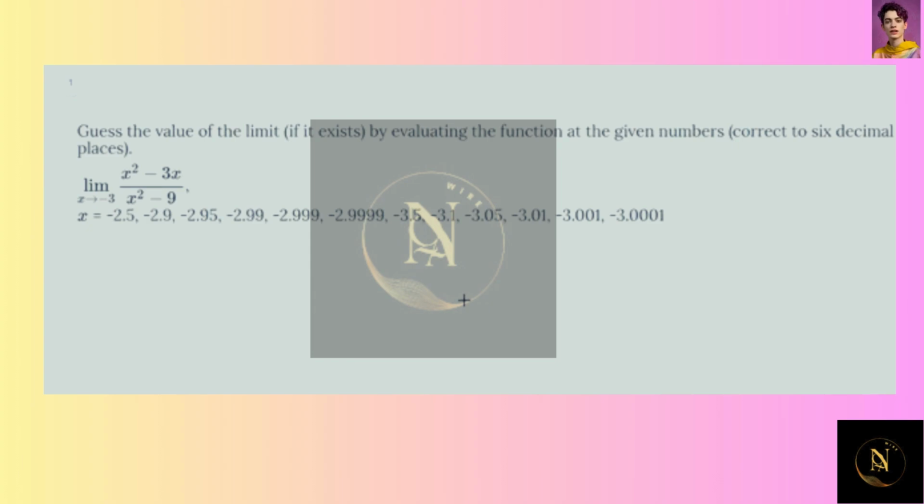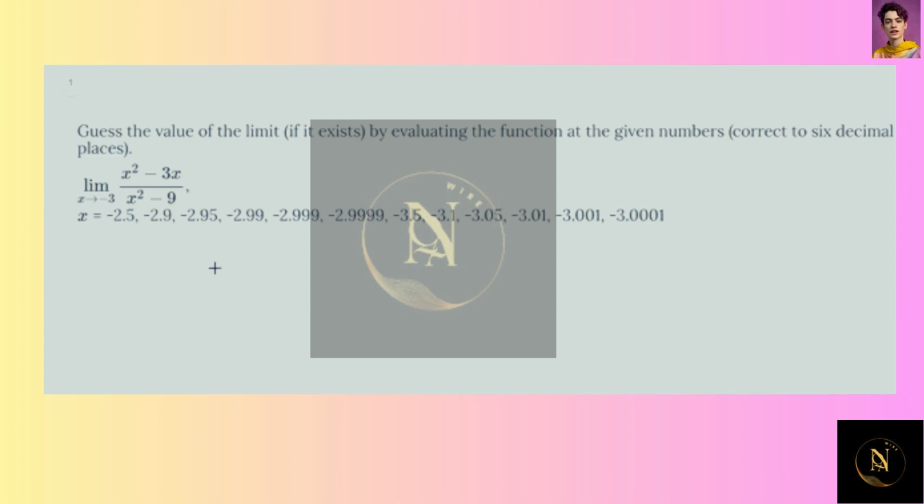This is problem number 20 of Stewart 8th edition, section 2.2. Guess the value of the limit, if it exists, by evaluating the function at the given numbers, correct to 6 decimal places. The limit as x approaches -3 of the function x squared minus 3x divided by the quantity x squared minus 9, and the given numbers are the following x values that are listed at the bottom.